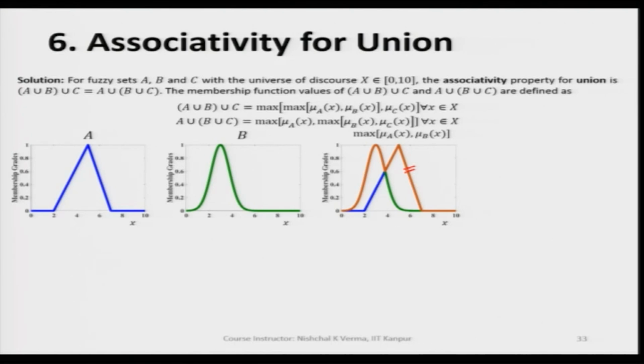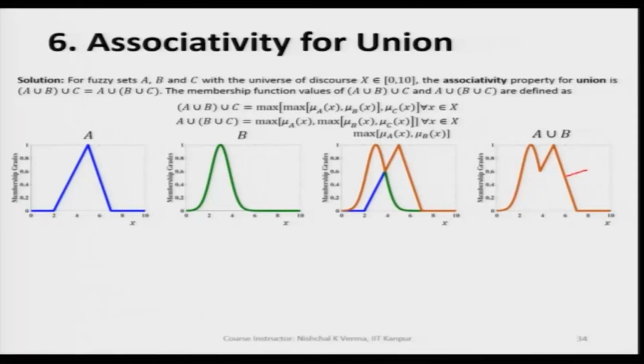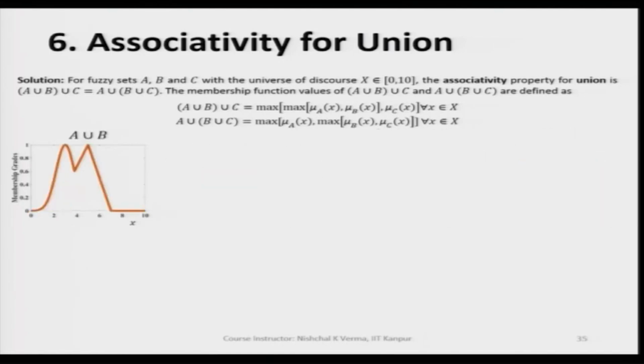This is what we are going to get, means we are going to get the max of all the respective membership values corresponding to the generic variable values of both the fuzzy sets. So, this way we are getting A union B like this. Now, since we already have A union B, we use this and take the union with C. So, let us see what is happening.